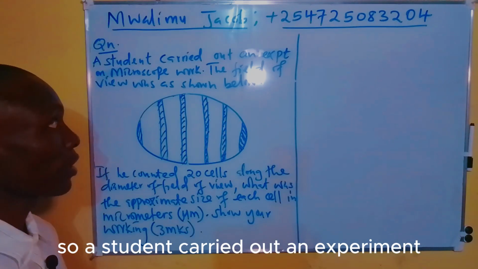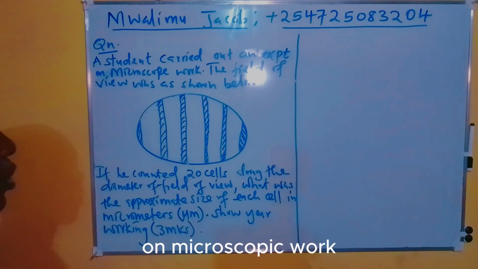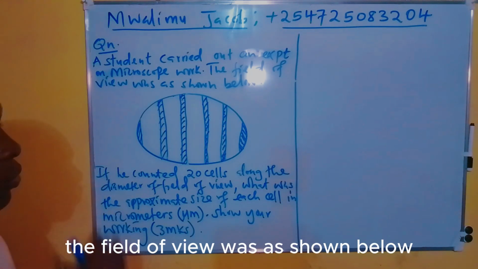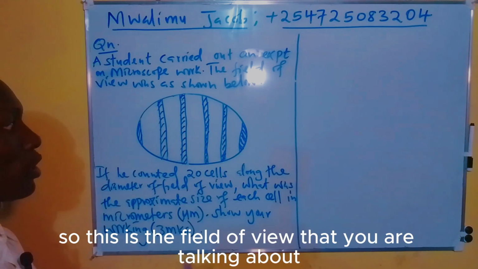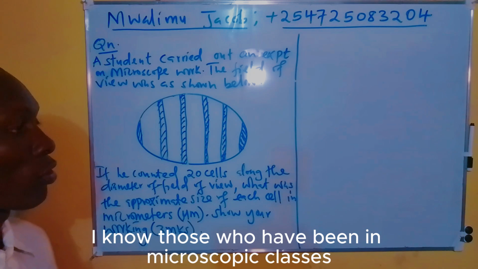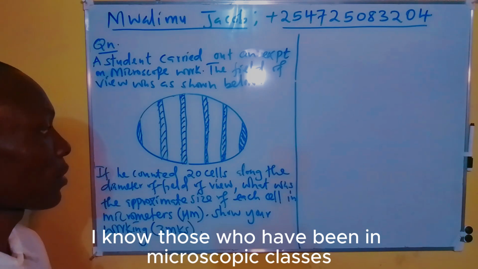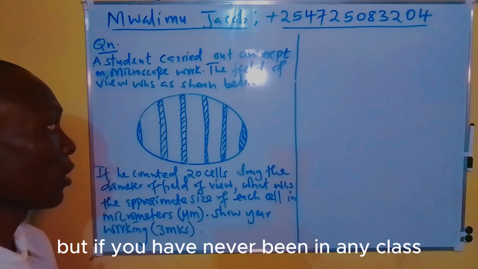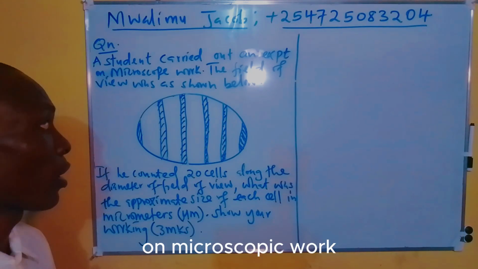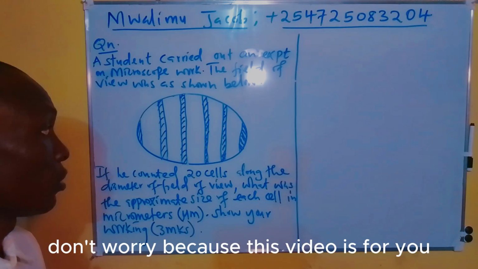So a student carried out an experiment on microscopic work. The field of view was as shown below. So this is the field of view that we are talking about. I know those who have been in microscopic classes, you'll have an idea of what we are talking about. But if you have never been in any class on microscopic work, don't worry, because this video is for you.